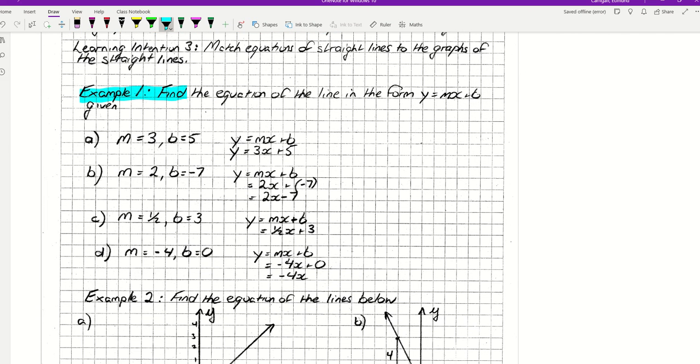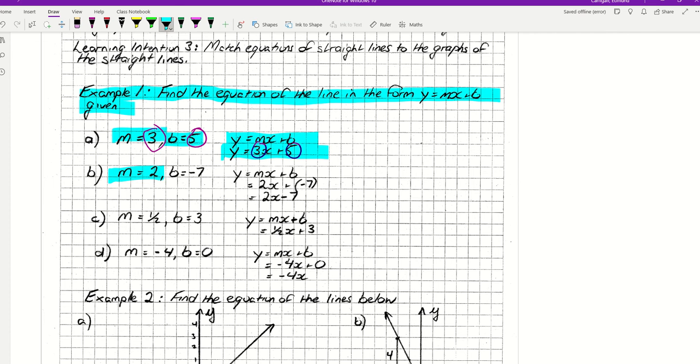For example 1, find the equation of the line in the form y equals mx plus b given m equals 3, b equals 5. So y equals mx plus b. We just need to substitute in the 3 for the m, and the 5 for the b. So we end up with y equals 3x plus 5. Let's have a look at our next one.